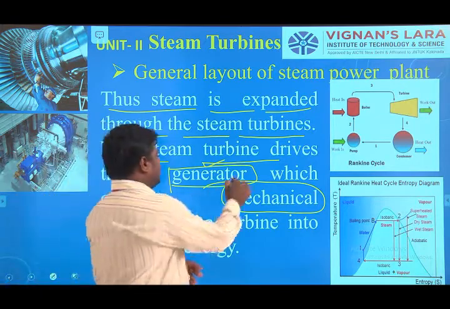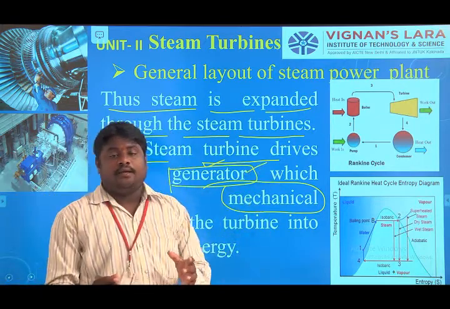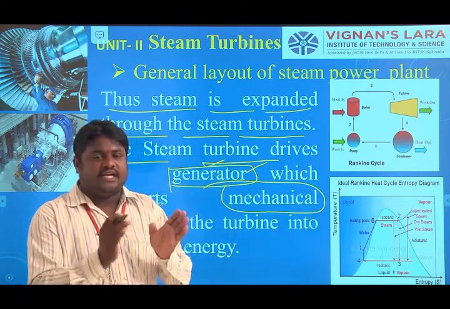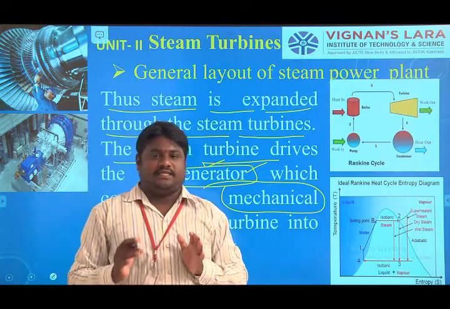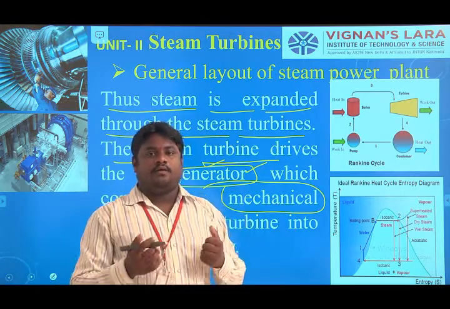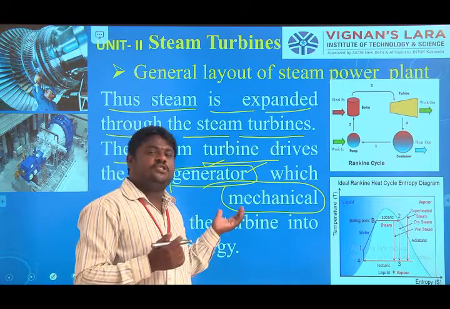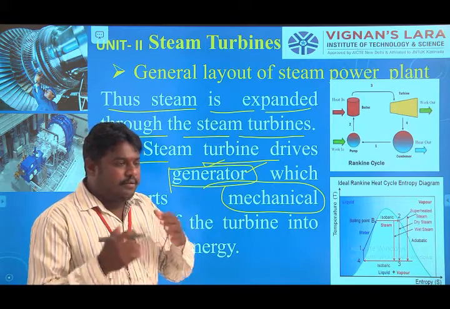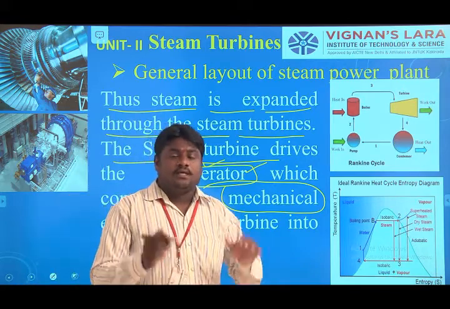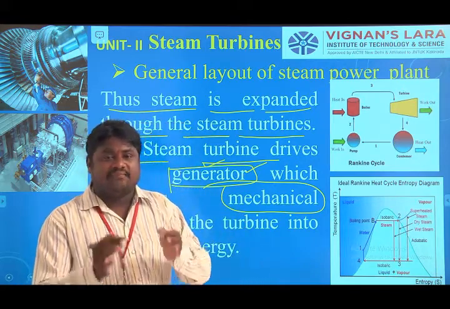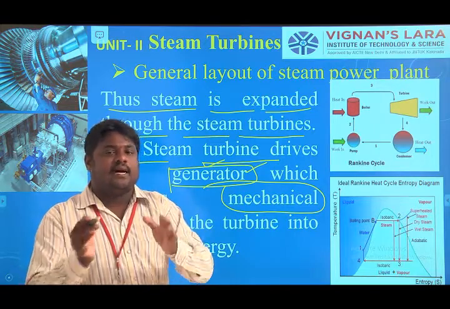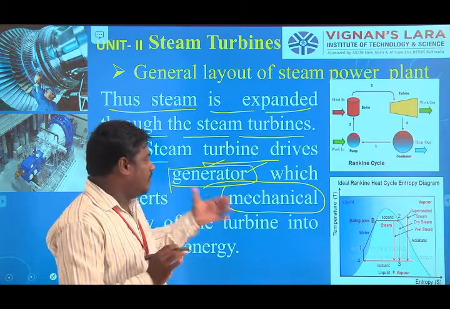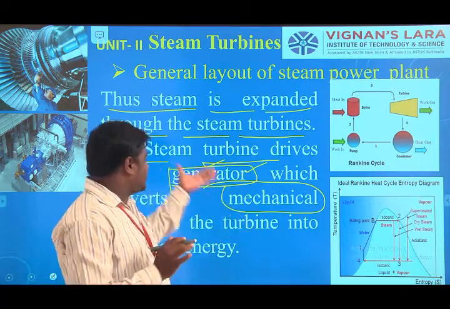So what is meant by the main function of the generator? The generator converts mechanical energy to electrical energy. So what about the motor? What is the main function of the motor? The motor converts electrical energy to mechanical energy. This is the fundamental thing. We should know the fundamental function of the motor as well as the generator.